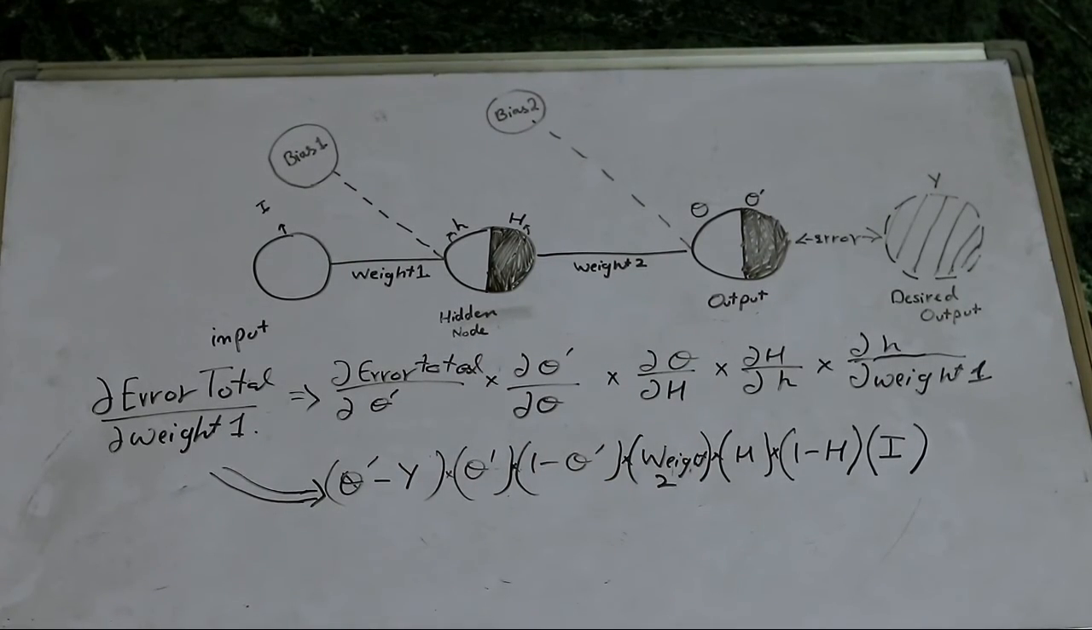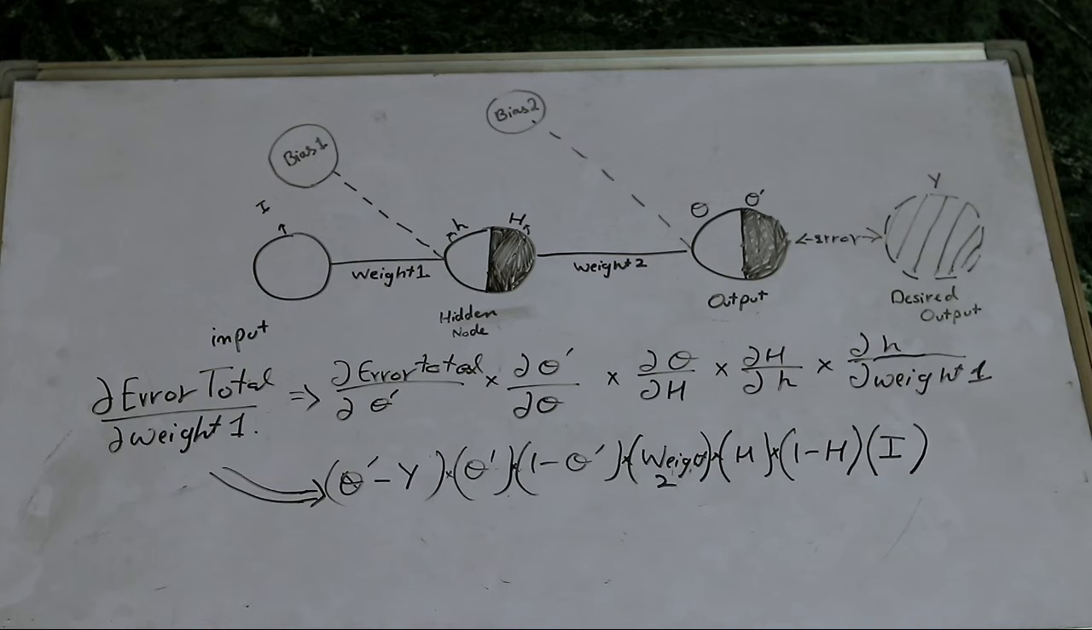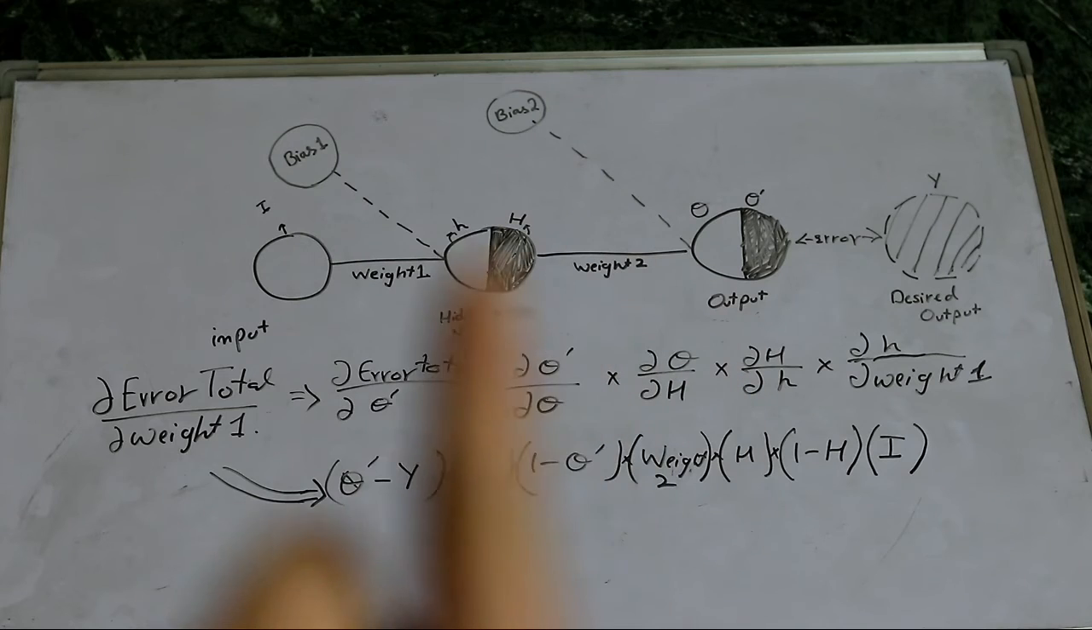You know what partial differentiation is, and the chain rule of it. So it is equal to this monstrous equation. It's comparatively monstrous. And it comes out to this. Isn't it just wonderful? So now you know how much you need to change weight 2 and weight 1.